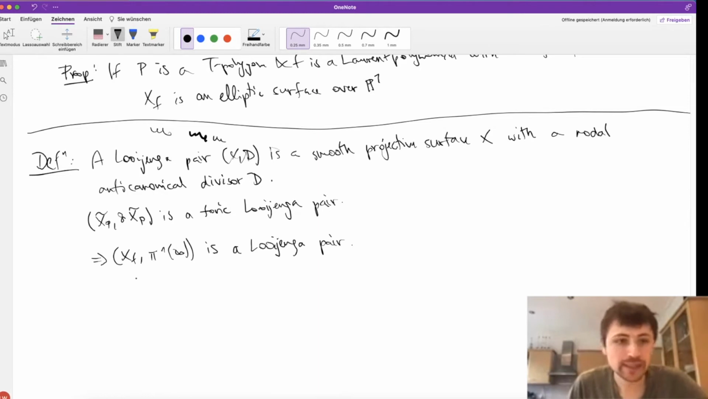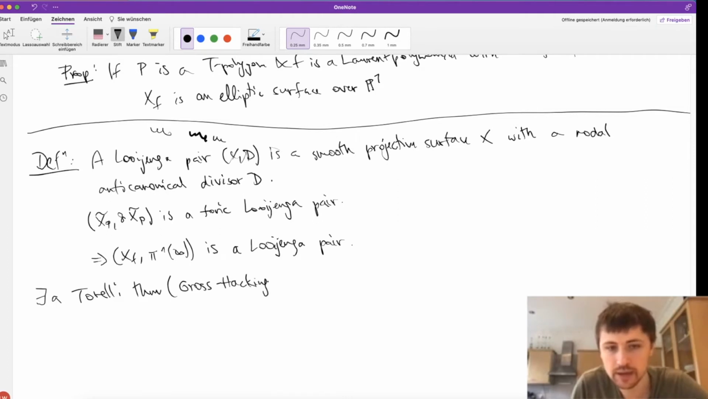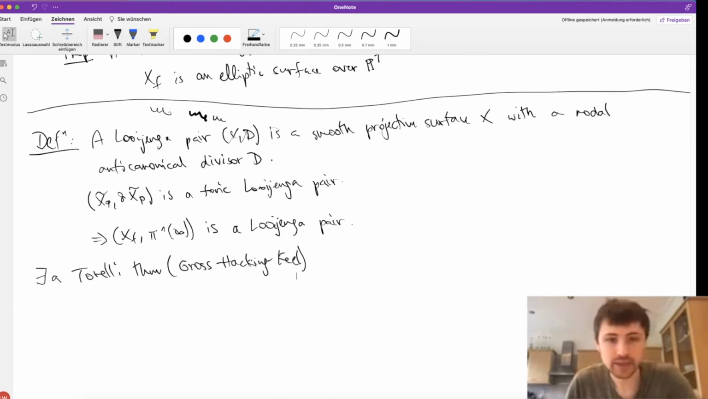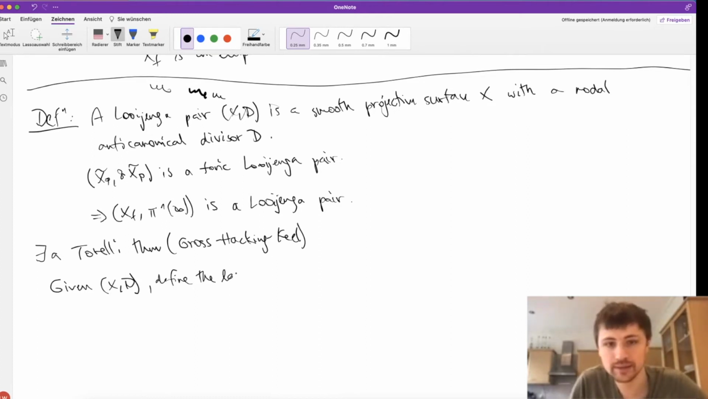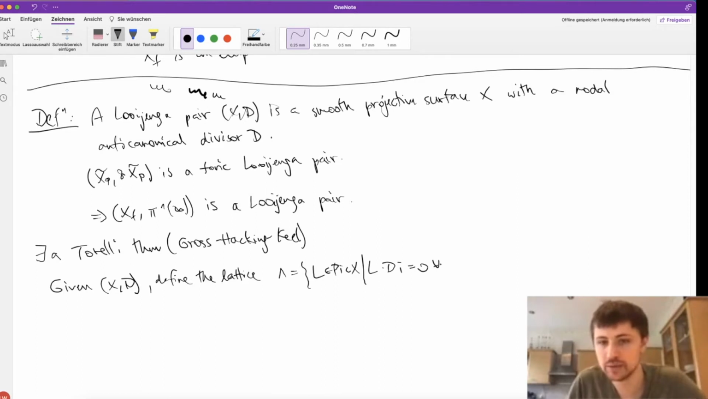And the good thing about these Looijenga pairs is there is a Torelli theorem for them, and that's due to Gross-Hacking-Keel. How does this work? Given a Looijenga pair (X, D), we define the lattice lambda, which consists of those line bundles such that if you intersect them with a component of D, you get 0. Here D is the sum of the D_i.